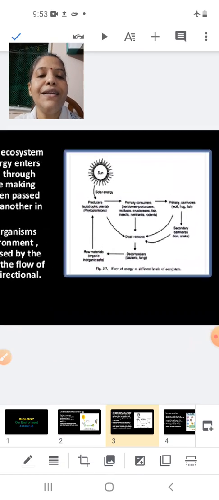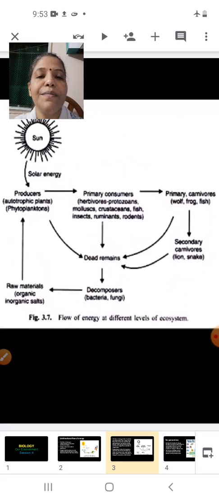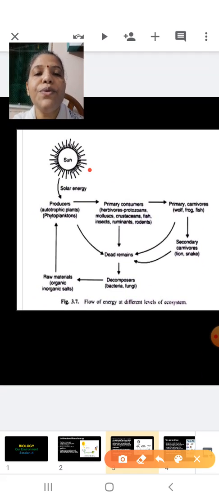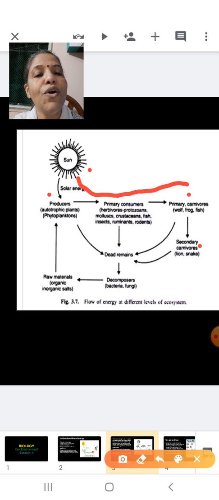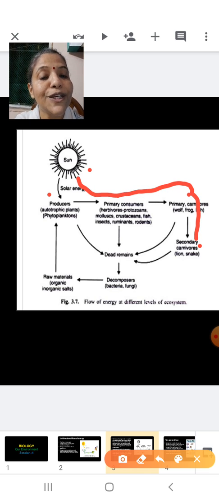In the next slide, I will explain this picture. Here you know that this is the sun. Solar energy is utilized by the producers. The energy is passed on to the primary consumers, then to the secondary consumers, and then to the tertiary consumers. The secondary consumers are also called primary carnivores, and the tertiary consumers are also called secondary carnivores. Here also you can see the flow of energy is taking place in this particular direction. Strictly, we are talking about the flow of energy.